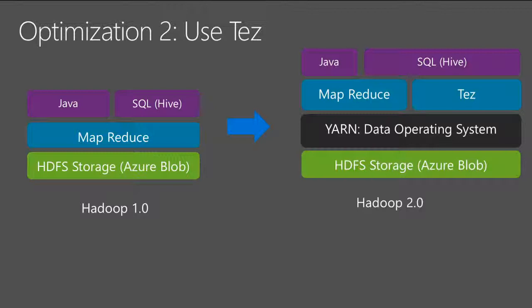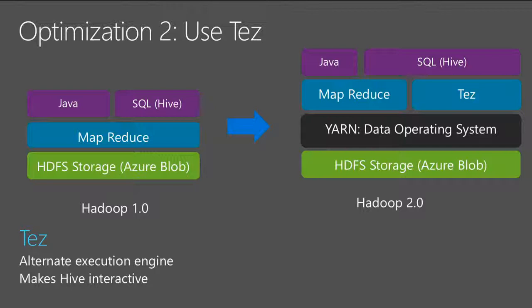So in Hadoop 2.0, a couple of things happened. Firstly, there was a new data operating system which came between the MapReduce engine and HDFS. And while that was coming, there was a new execution engine built called Tez. And what Tez does is it is quite optimized for Hive. And I'm going to talk about what it does to make it faster. But the key point here is Tez is an alternate execution engine for MapReduce. And Tez makes Hive interactive, right? So you can use Hive again now in MapReduce or in Tez. But if you use it in Tez, it'll be faster.